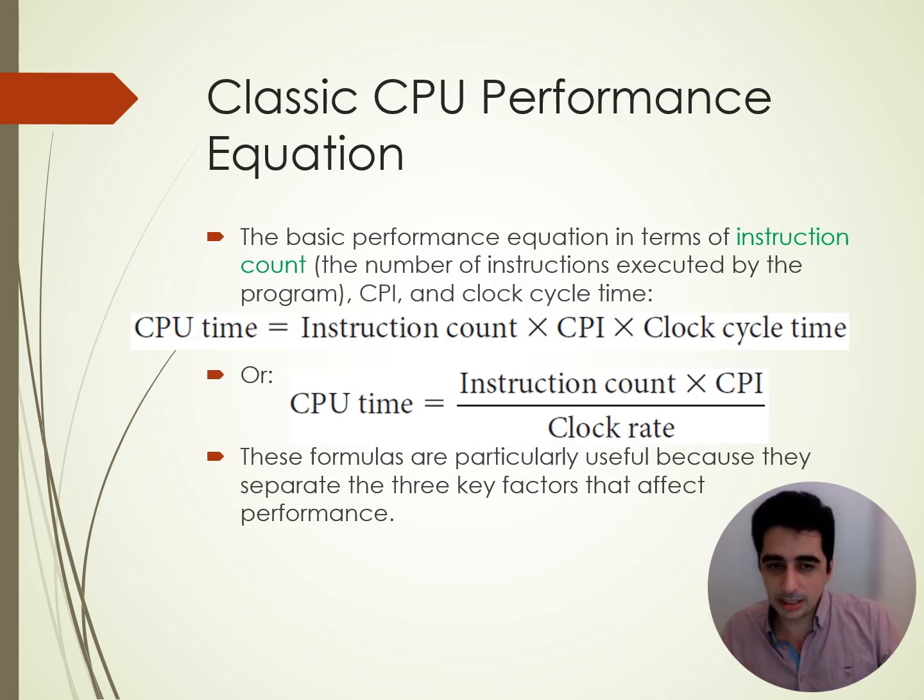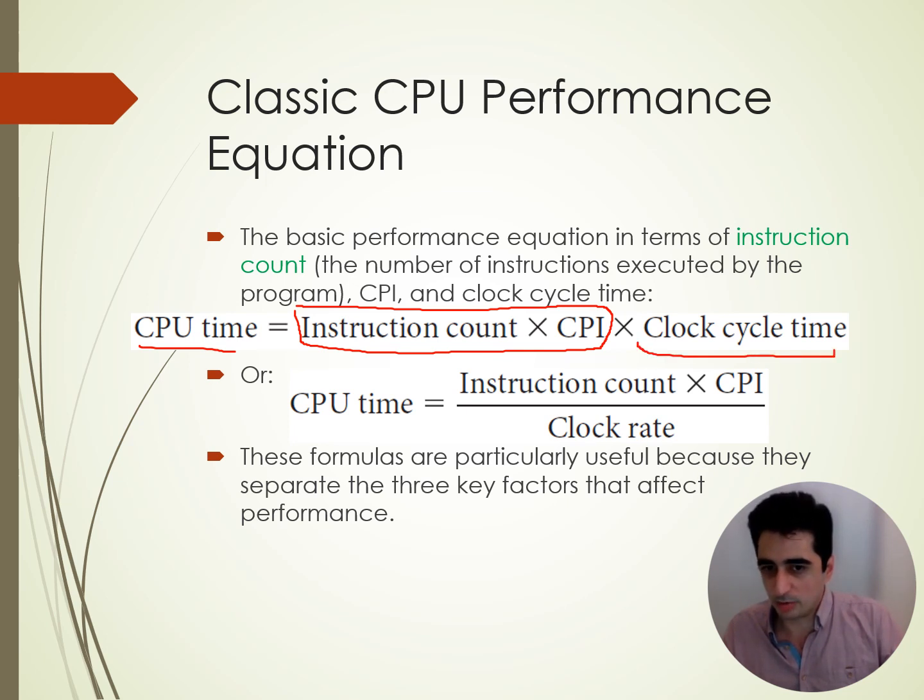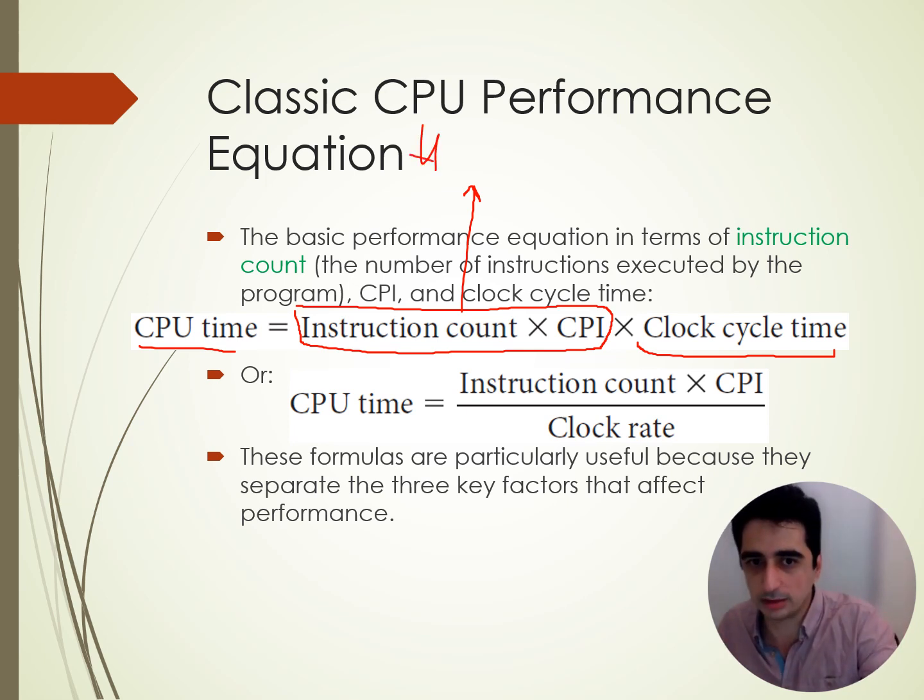All right, so combining the formulas that we saw in the previous slides gives us this very nice and important formula, which says the CPU time equals the number of instructions that a program needs to be executed times CPI, number of cycles per instruction, times clock cycle time. If you remember, this part gives us the number of cycles that a program needs to be executed. So that's going to be the number of cycles.